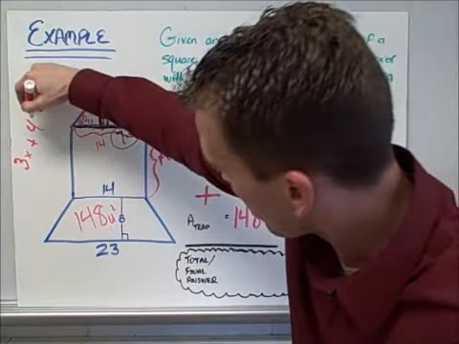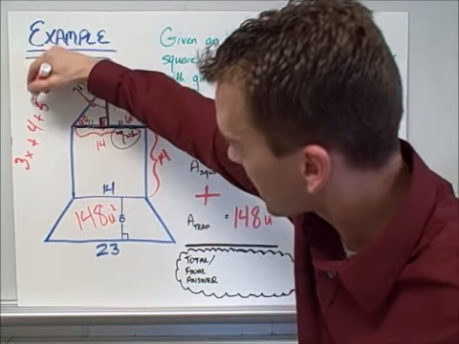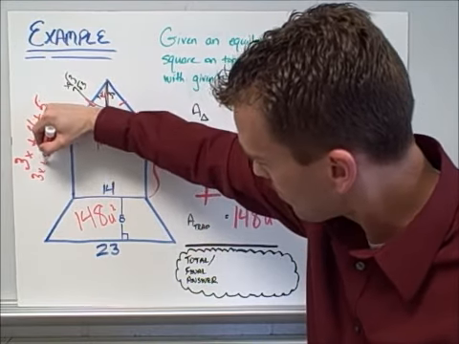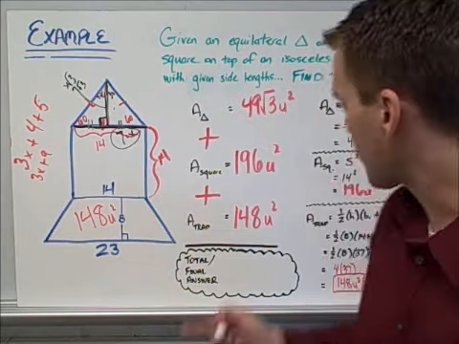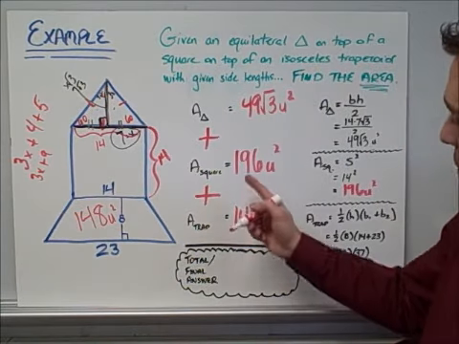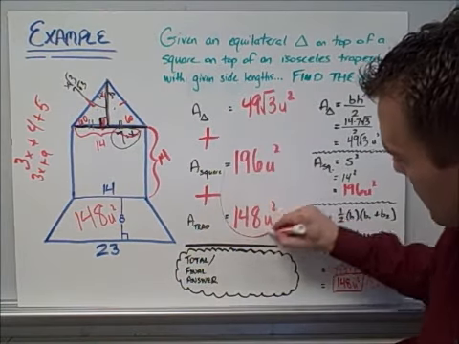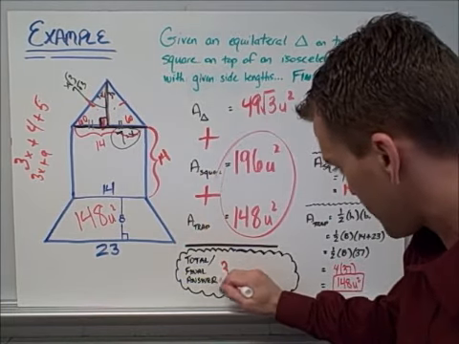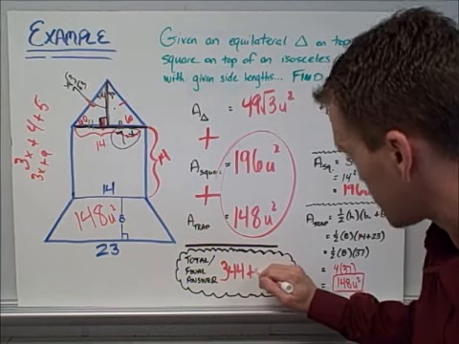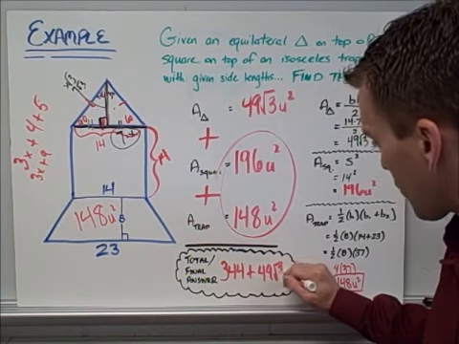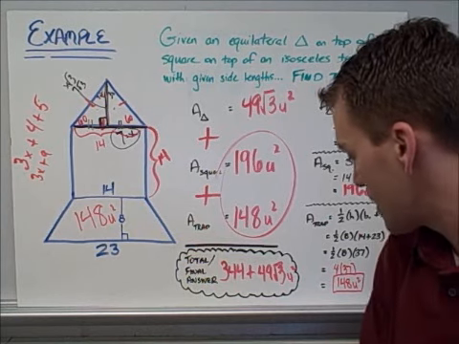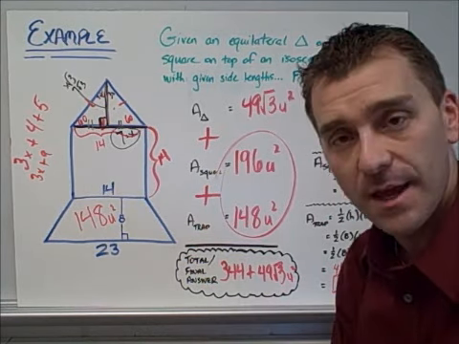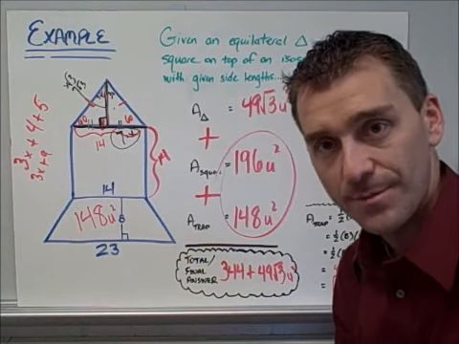But if I had, like, 3x plus 4 plus 5, I could take the 4 and the 5 and add them together because they're just numbers, so that would give me 3x plus 9. So I'm going to do the same thing. I take the 196 and 148 and put them together because they're like terms, which finally gives me a weird answer: 344 plus 49 root 3 units squared. And that is my final answer. I cannot add 344 and 49 because they are not like radical terms. So there you go.